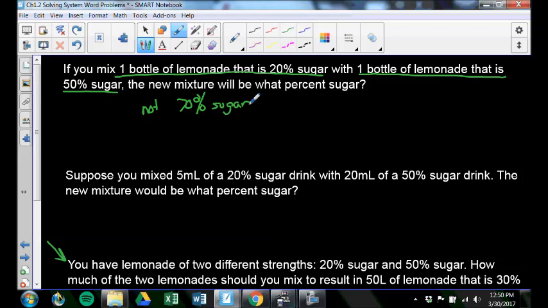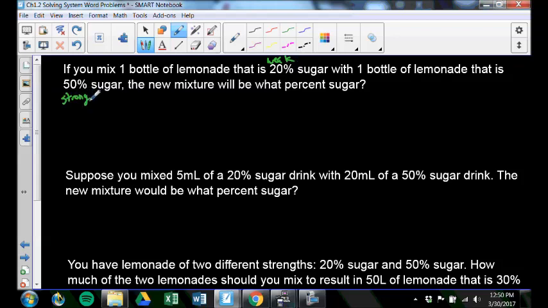So it's a ratio. So I'm taking what's weak, I'm going to call this the weak lemonade, and I'm going to call this the strong lemonade, meaning it's going to be really, really sweet. And as they combine, the weak makes the strong weaker. It dilutes it. And the strong makes the weak stronger. It's adding more sugar to it. The ratio is going to be somewhere between 20 and 50. In fact, because we're adding the exact same amount, because they were both one bottle, it's going to be 35% sugar.